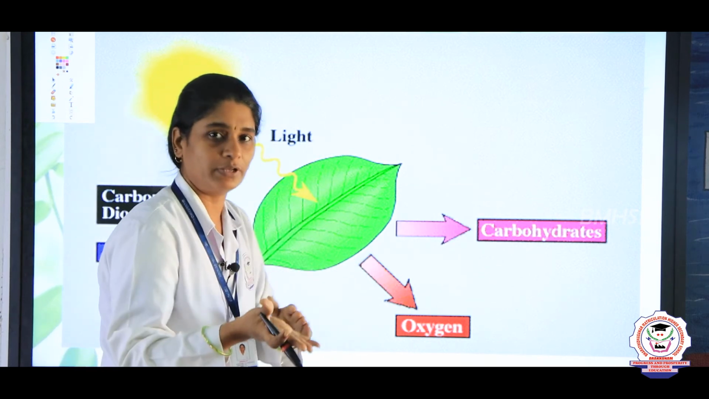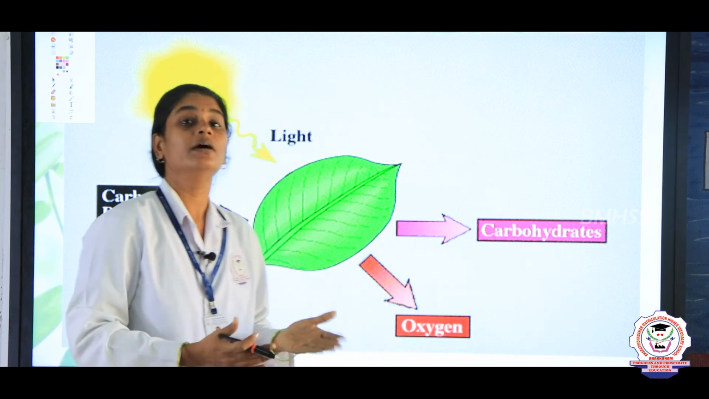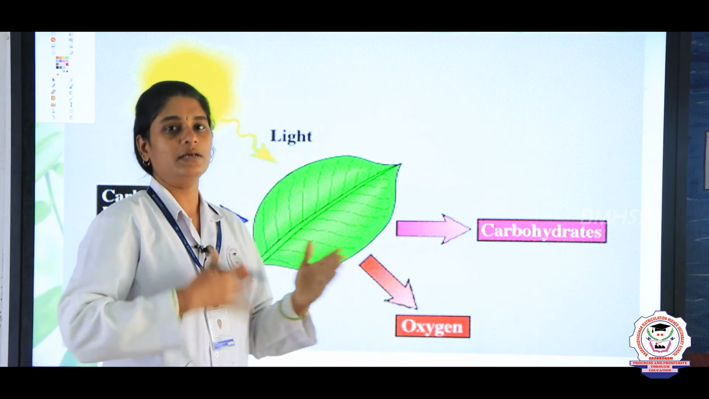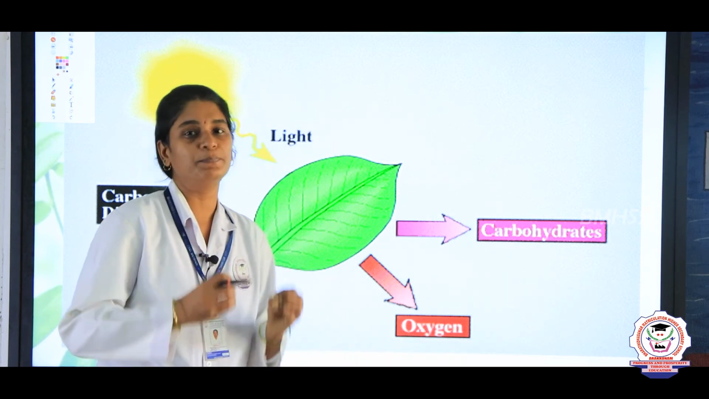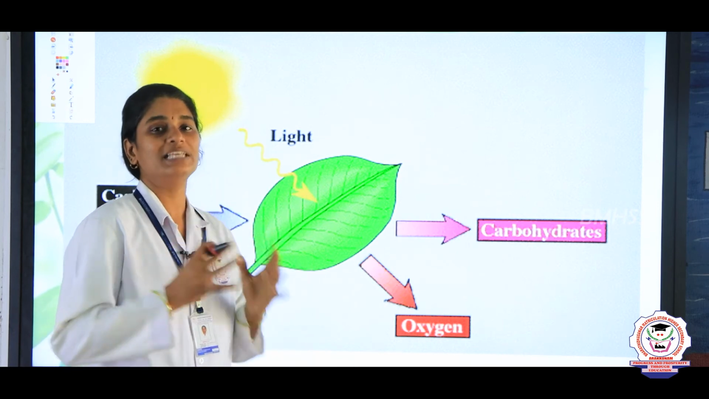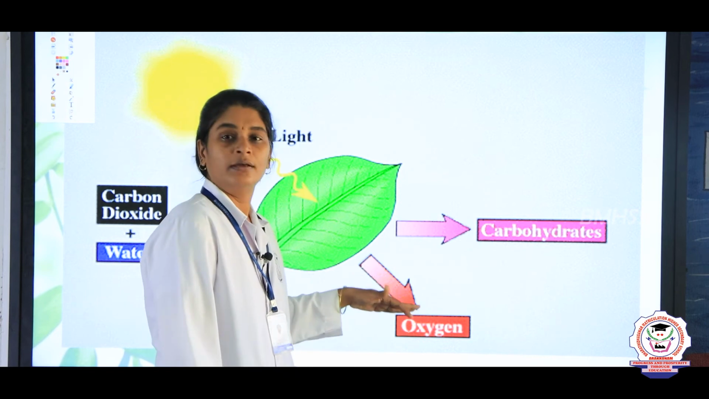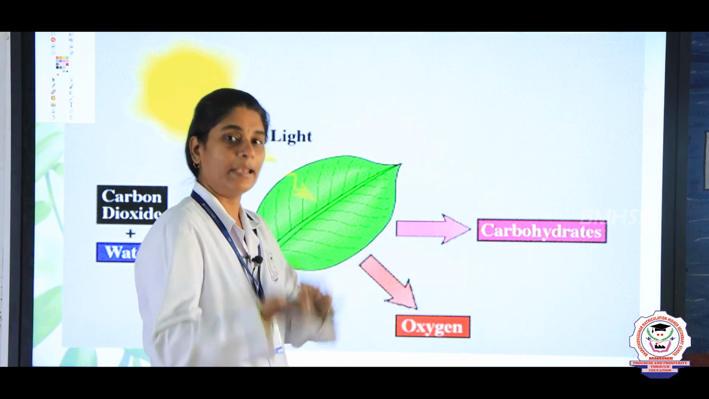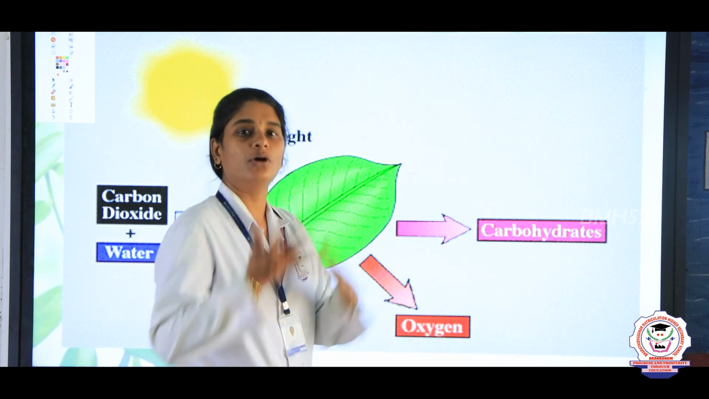The end product of the preparation is carbohydrates. So, carbohydrates are the food that is prepared by the plants. Of course, carbohydrates will be in the form of simple sugars. It will be in the form of starch, which has only simple sugars. Okay. So, the other end product of the photosynthesis is oxygen. It will liberate oxygen. Okay.